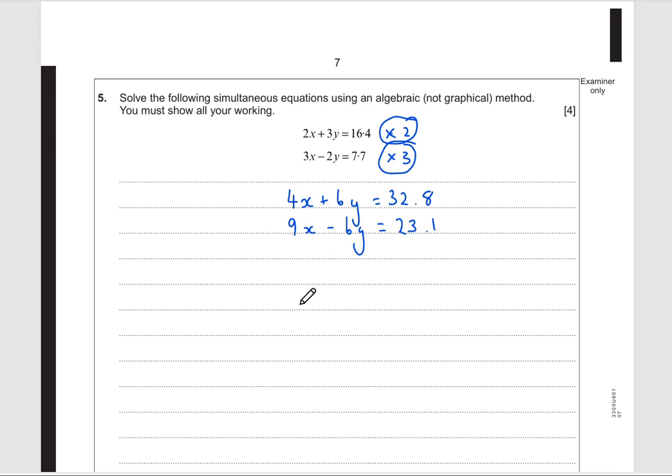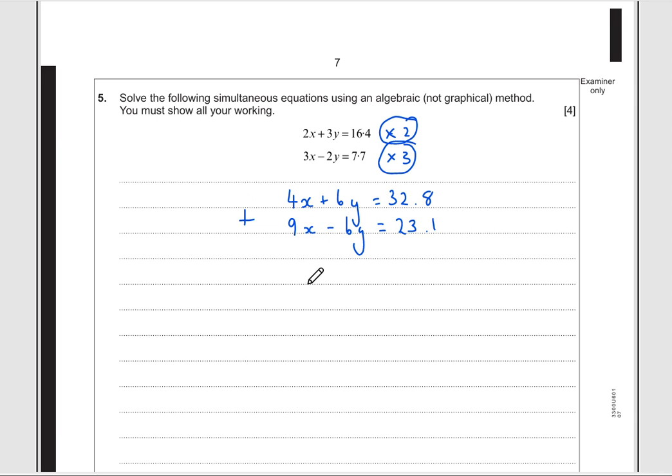Now we have the y coefficients are the same. The signs are different here, so we're going to add them together to eliminate the y terms, which is going to give us 13x is equal to 55.9. Divided by 13, it's going to give me x is equal to 4.3.